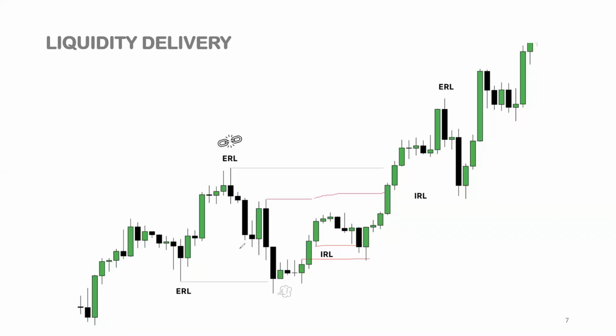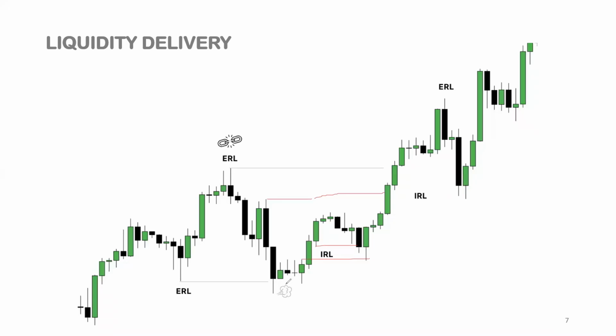What I'm trying to point your attention to here is how to predict the next place price will go. Because you can see how price took out the external liquidity. Once external liquidity has been taken, what you should expect, or what you should look out for, is internal liquidity. And you can see it here.